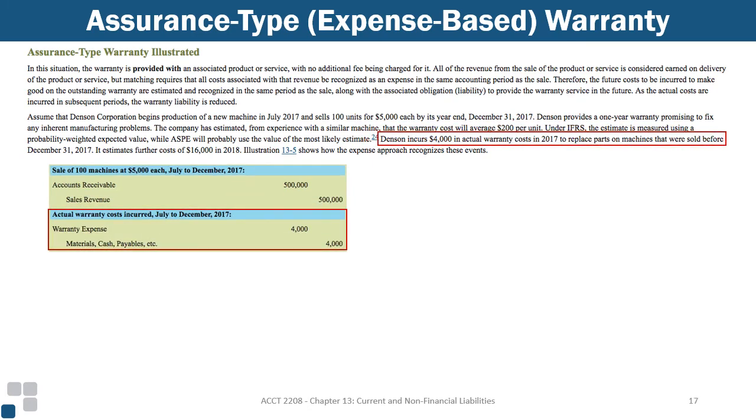Now this particular question also includes some other details, right? So if we keep reading before the box, it's okay, the company provides a 1-year warranty promising to fix any manufacturing problems, and they estimate that it'll cost about $200 per unit, okay? Now it also says, and here's where the part in the red box is, that the company incurs $4,000 in actual warranty costs to replace parts on machines that were sold before December 31st. Right? So this actually relates to previous items.